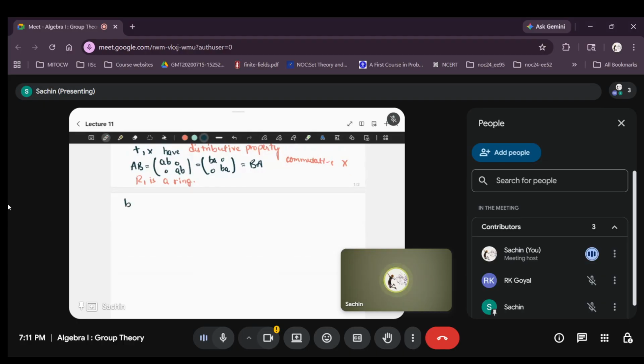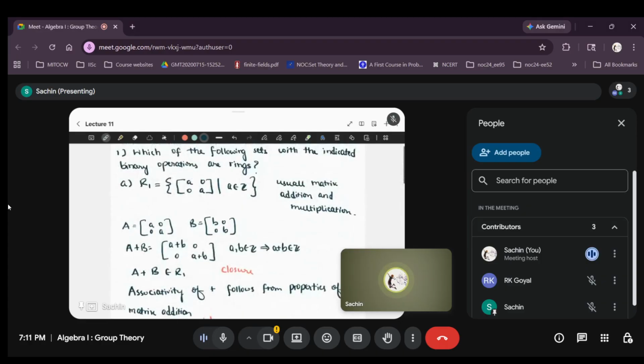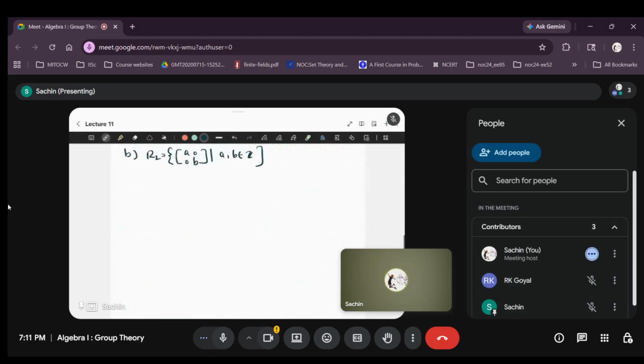Okay, the second set is A00B, where A and B are integers. So in the first set of matrices, we needed both the diagonal entries to be the same thing. Here we can have different diagonal entries. We just need the non-diagonal entries to be zero, and the diagonal entries should be integers. Now, would this be a ring?